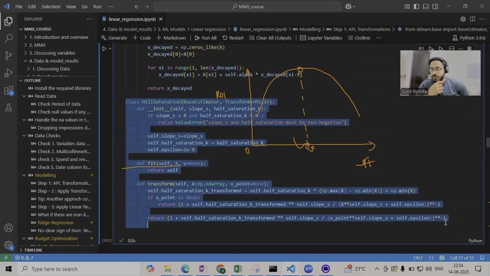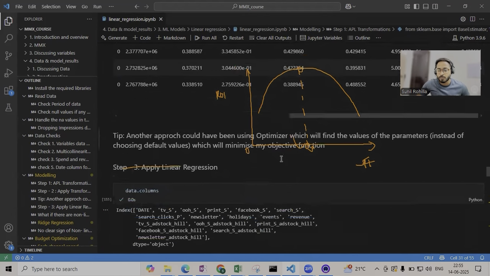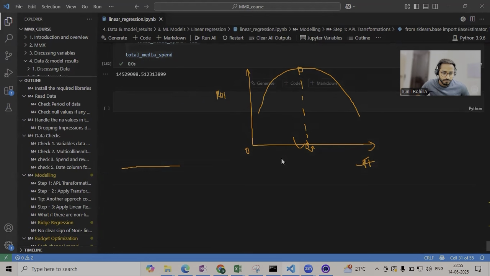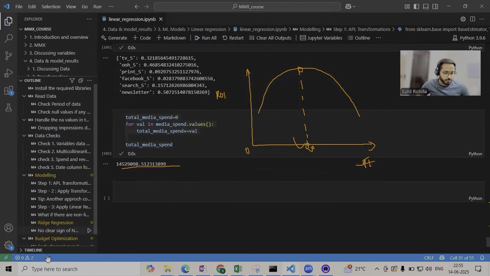In our case, we cannot print this because I have defined the same slope and half saturation for each of the channels. So even if I print the curve for each of the channels, they will look similar, right? So that is why I'm giving you just the idea of how the budget optimization will be done, right? I hope you got this idea. And yeah, so this is all for this video.